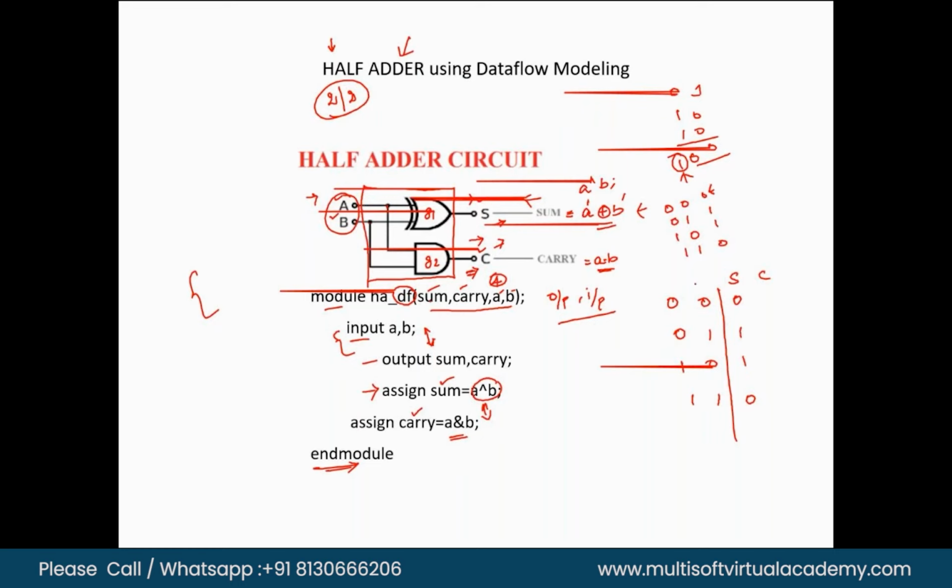So for carry, it is a multiplication, normal AND operation: 0 into 0 is 0, 0 into 1 is 0, 1 into 0 is 0. So the same way, you can write a program and you can simulate it in the simulator, and you can cross check the output, right? Shall I simulate it? Yeah, we can check.